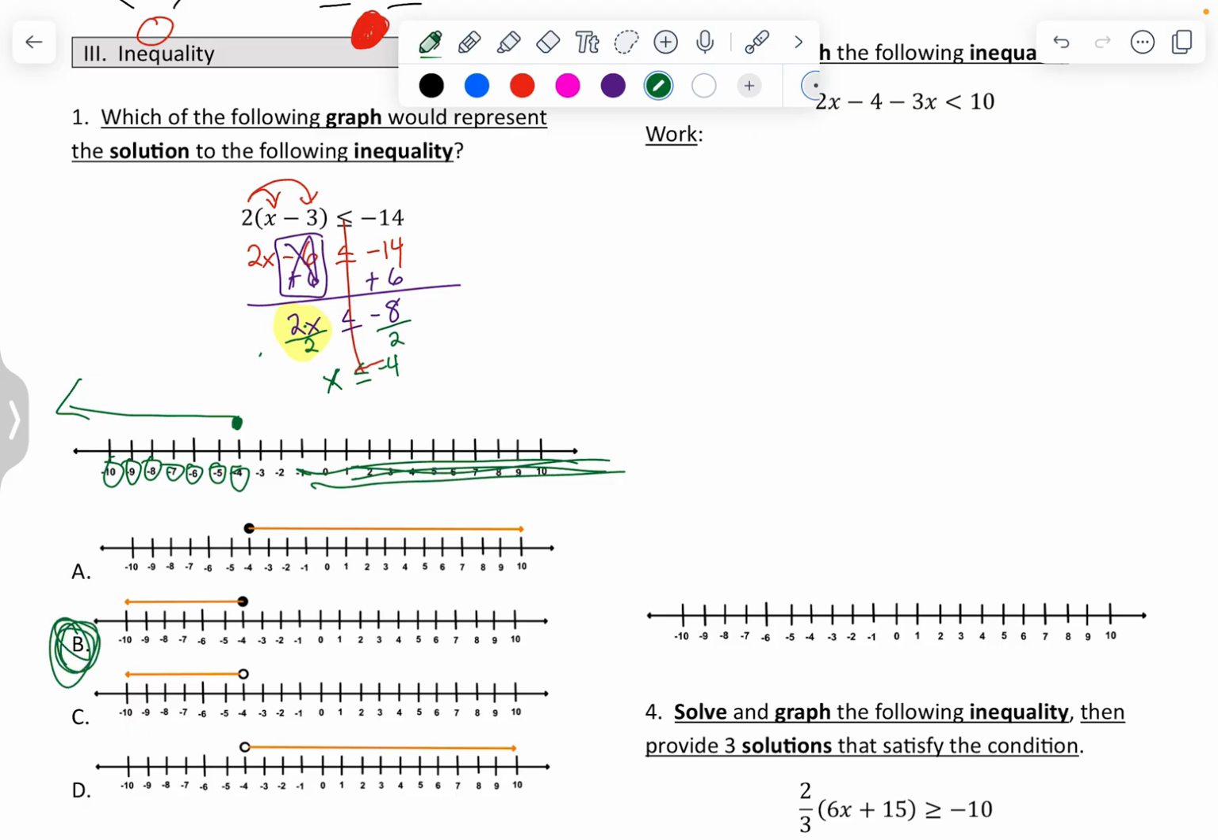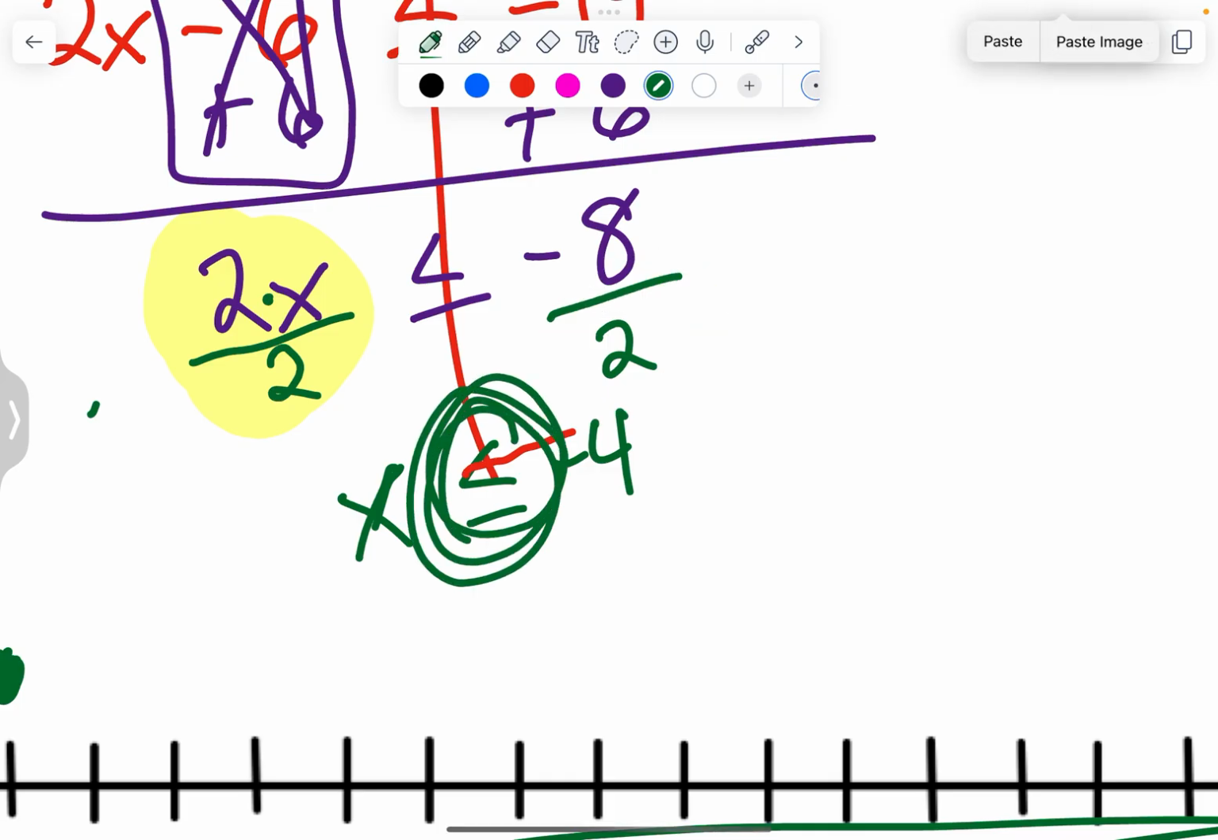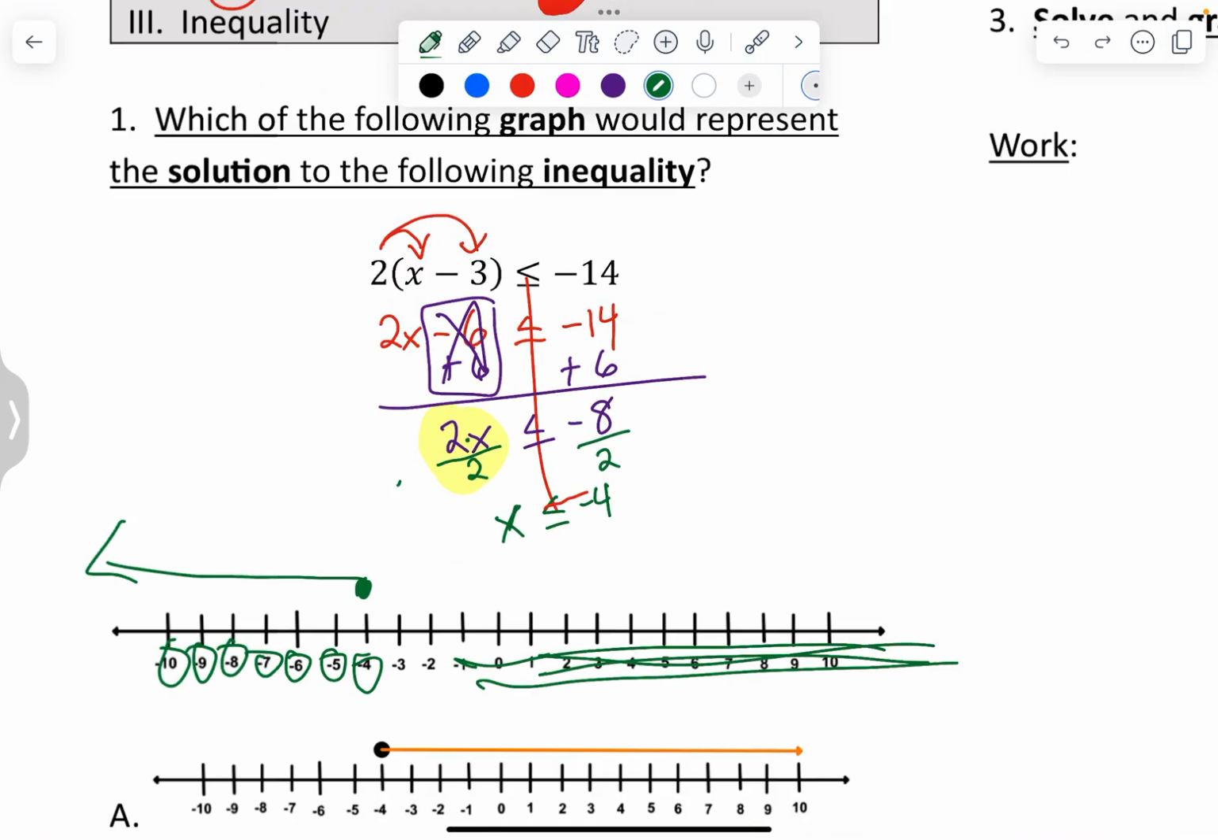And in this case, we got B. Although C looks like it, that one's an open circle, not the same thing. So again, if I divide by a positive number, this sign is going to stay the same. If I divide by a negative number, if the number on the bottom is negative, this one's got to flip. But in this case, it's not, so we're not flipping it.